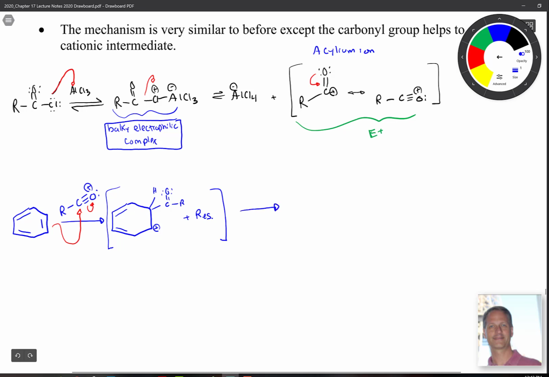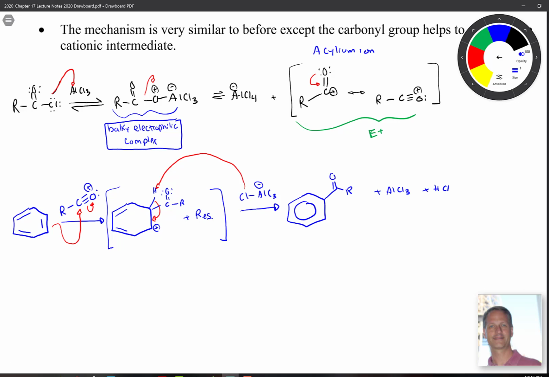All right, and then what we have is your AlCl4, so your chlorine from AlCl4 coming in. It's going to grab that H, restore aromaticity. Now what we're going to form here is our benzene ring, so we'll get that ring reestablished. Got your carbonyl group on there, and then of course plus AlCl3 plus HCl. All right, that's the main end product.